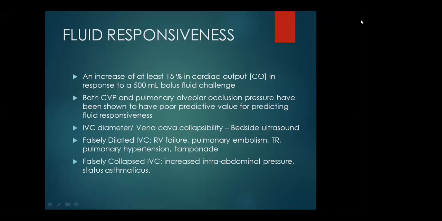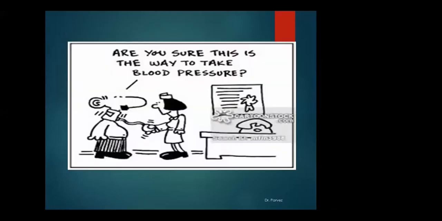CVP was very much in use until a few years ago. Since we started using the bedside ultrasound to look at the IVC, the use of CVP has decreased. So we look at the inferior vena cava diameter and the collapsibility by bedside ultrasound. But at the same time, we need to remember that the IVC can be falsely dilated in certain conditions like right ventricular failure, pulmonary hypertension, cardiac tamponade, and it can also be falsely collapsed with increased intra-abdominal pressure, like in ascites or status asthmaticus.